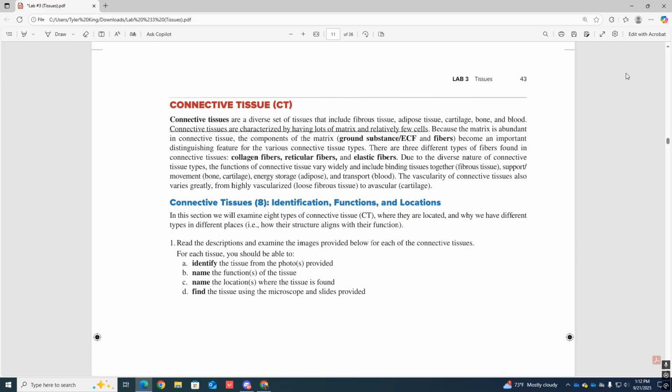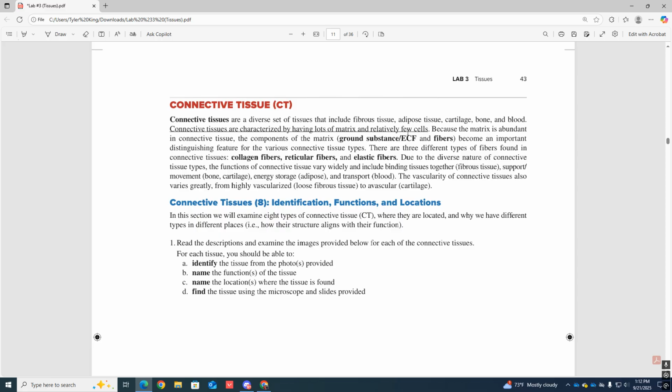Connective tissue, also called CT, okay? Don't get it confused with a CT scan. It's not the same thing. But for this class, what we're going to call it is CT, or connective tissue, all right? So connective tissues are a diverse set of tissues that include fibrous tissue, adipose tissue, cartilage, bone, blood. Oh my gosh, it's a lot of stuff, okay? They are characterized by having lots of matrix and relatively few cells, okay?